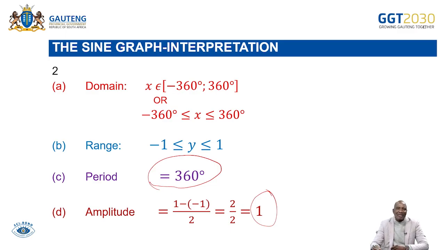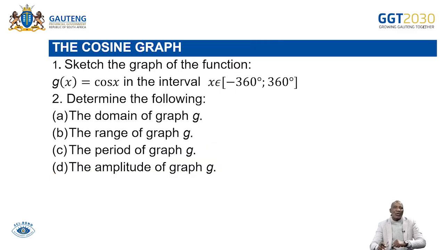That's our amplitude. So in conclusion, what are we saying here? We are saying when you are drawing the sine graph from negative 360 to 360 degrees, it is going to make two complete waves, because within a revolution, it makes a complete cycle. It will have a range of negative 1 to 1. That's a standard sine graph. And its period will always be 360 degrees. Otherwise, its amplitude is always 1.